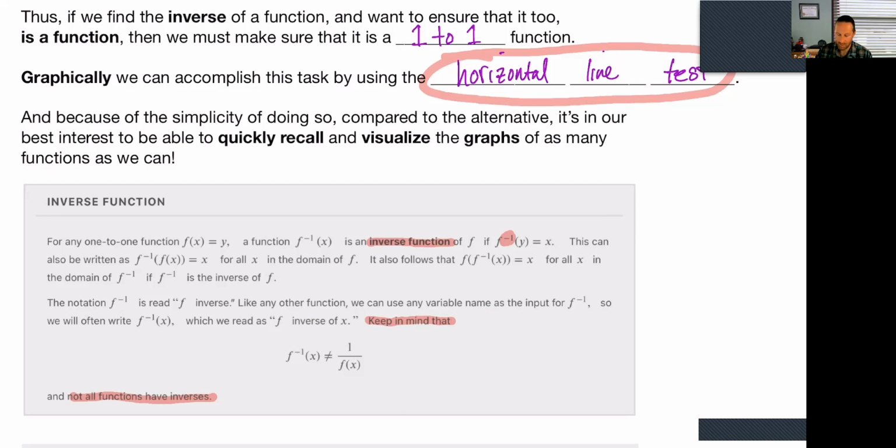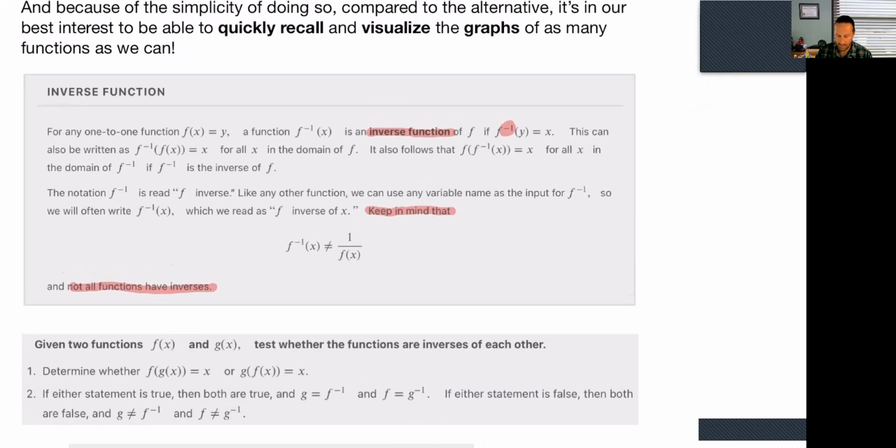All right, so if we are given two functions, say f of x and g of x, and we wanted to test if they are inverses of each other, then what we're going to have to do is a little composition of functions that we talked about a little bit ago. F of g of x. If they are indeed inverses of each other, then what's going to happen?